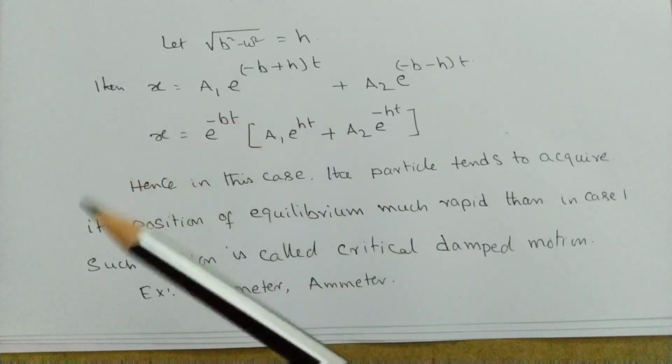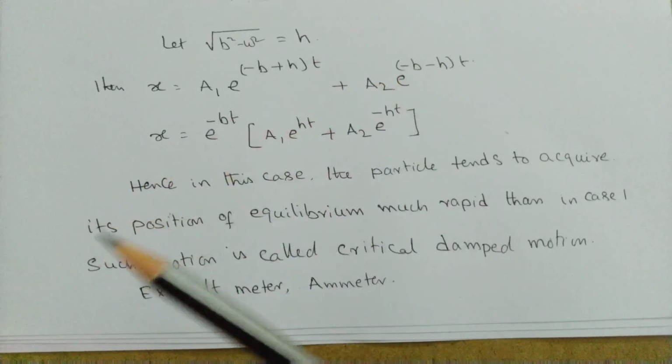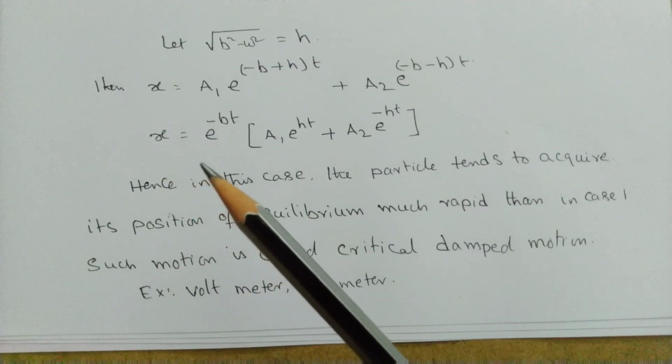An ammeter is also like that. The needle moves like this. Then suppose this is the stopped position, it moves like this. Then it comes to its equilibrium position. Then it shows the reading.